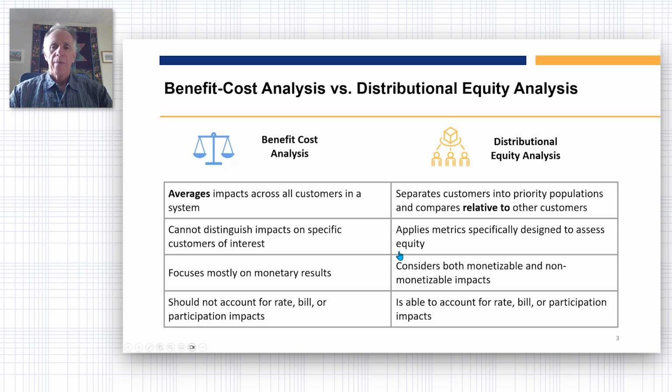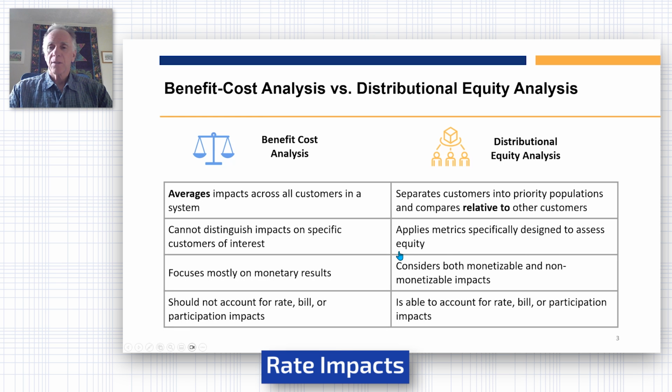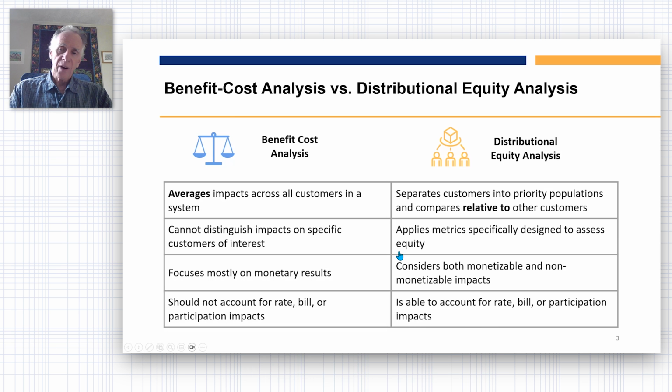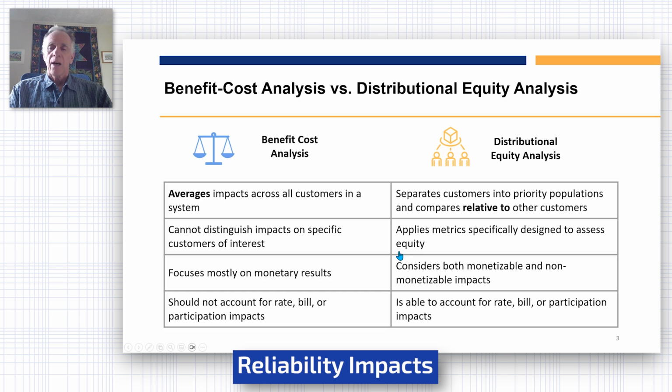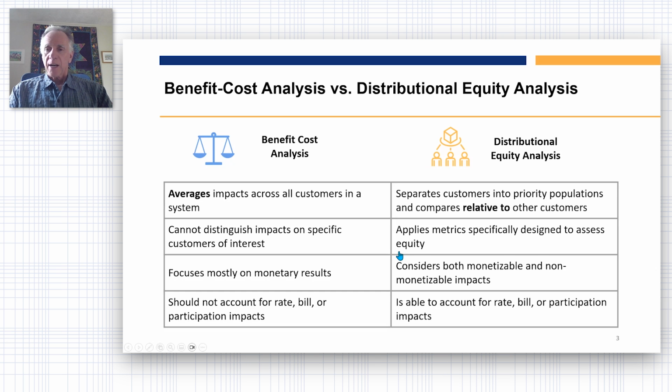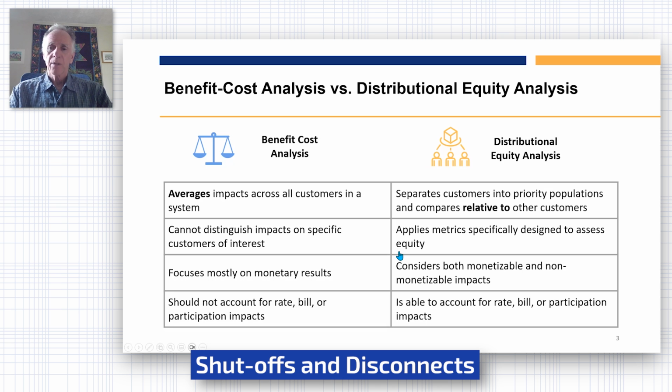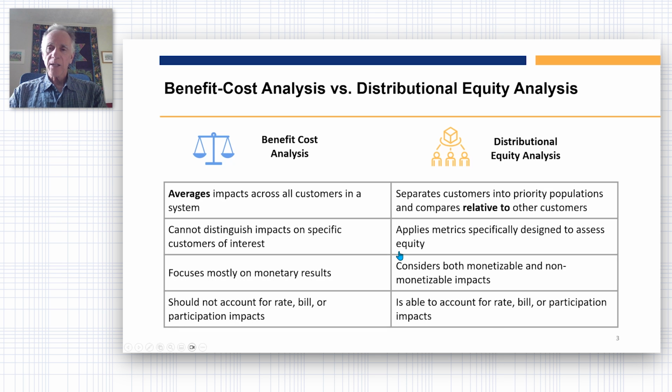This might include things like, how much do people's rates go up? How much do people participate in the programs? What are the health impacts of the programs? What are the environmental impacts? Will the DERs affect reliability? Will the DERs affect shutoffs and disconnections for customers? There's a whole long list of items of interest regarding equity that might be affected by the distributed energy resources being considered that can be looked at in a DEA that you can't look at in a BCA.